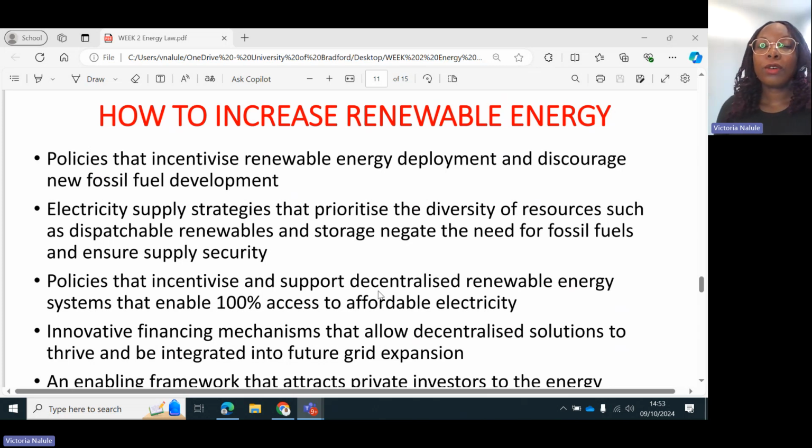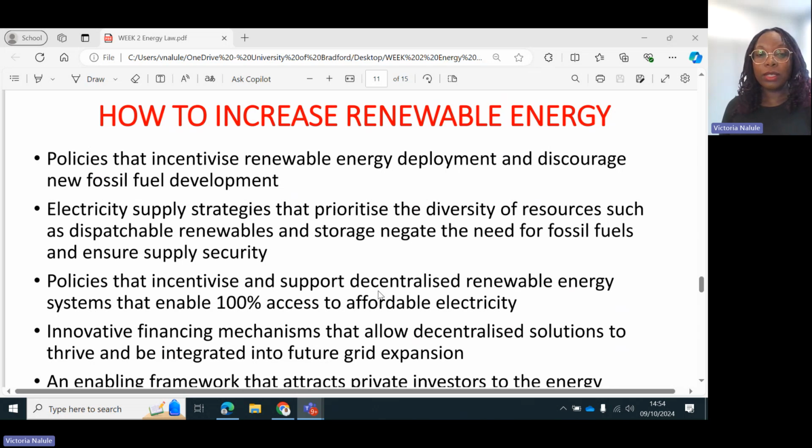So now we move on. In your free time, you'll have to look at the various impacts associated with hydropower, impacts associated with solar energy, wind energy, and also, yeah, those are the main ones that you'll have to look out for in your free time. Now the question would be how to increase renewable energy. How can we ensure that more countries are utilizing renewable energy?